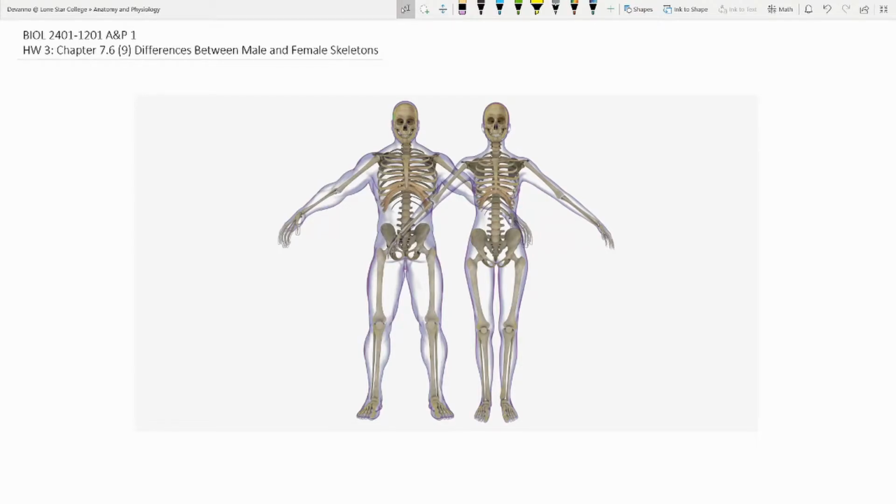How's everyone doing today? Today we're going to be going over homework 3 for Biology 2401, 1201 for Anatomy and Physiology 1. This is going to be over Chapter 7, Section 6, Part 9, which is going to be describing the differences between the male and female skeletons. And maybe as you're looking at this picture, you can start to notice some of those key differences in these areas where my mouse is moving, and I'll delve in deeper into them as we move along.